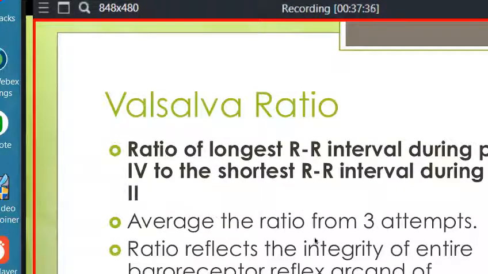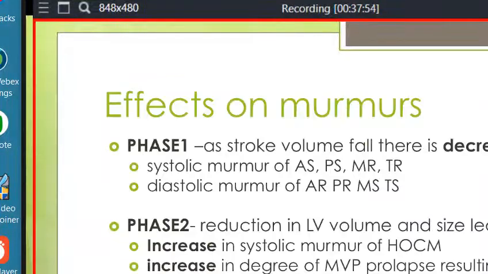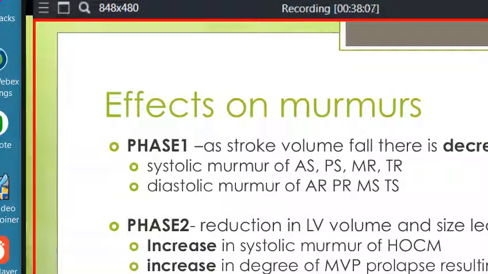This ratio reflects the integrity of the entire baroreceptor reflex arc and of sympathetic efferents to the blood vessels. Normally, the ratios are around 1.2, or more than 1.2. Less than 1.2 is considered abnormal, and it indicates that there's probably abnormal sympathetic efferents, or some abnormality in the sympathoreflex arc. So what are the effects of Valsalva on different murmurs?